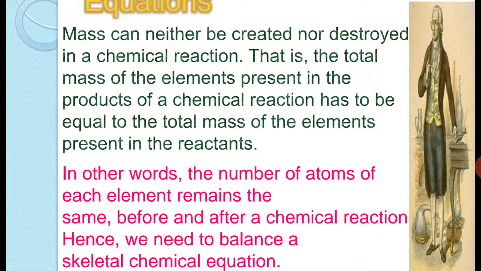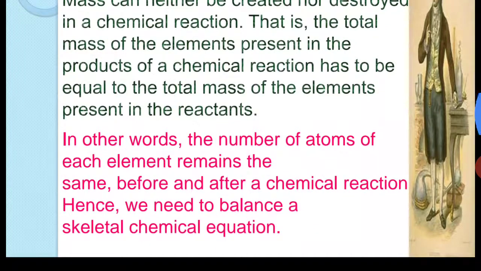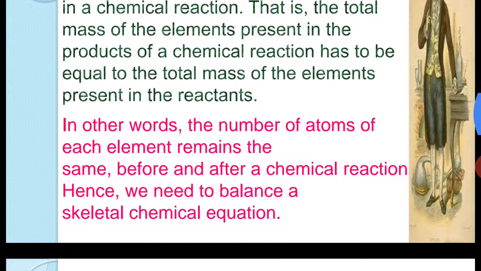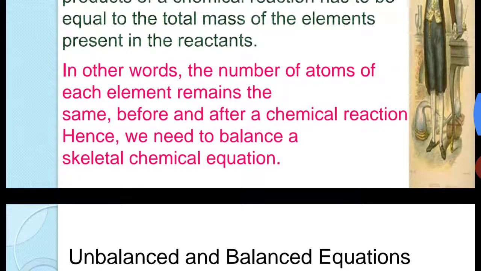The meaning of a balanced equation is that the total mass of elements present in the products of a chemical reaction is equal to the total mass of elements present in the reactants. In other words, the number of atoms of each element remains the same before and after a chemical reaction. Also, we can say that the total mass of the elements taking part in the chemical reaction remains constant. Hence, we need to balance a skeletal chemical equation.